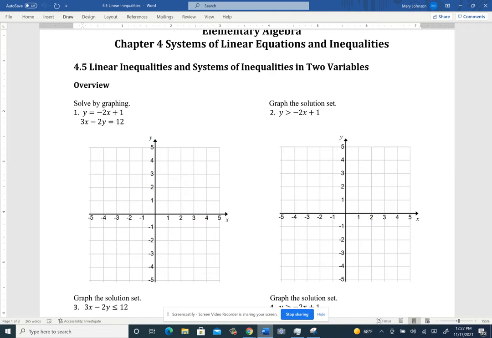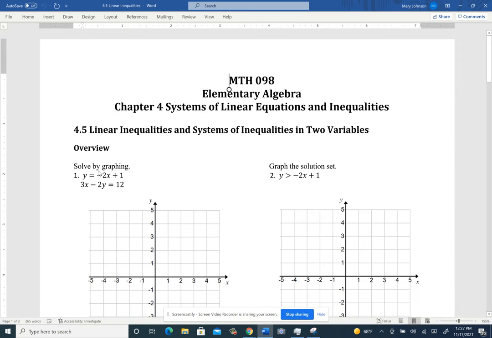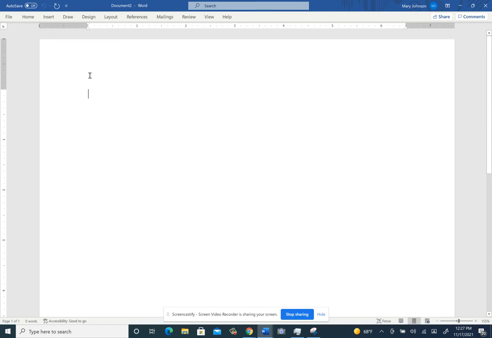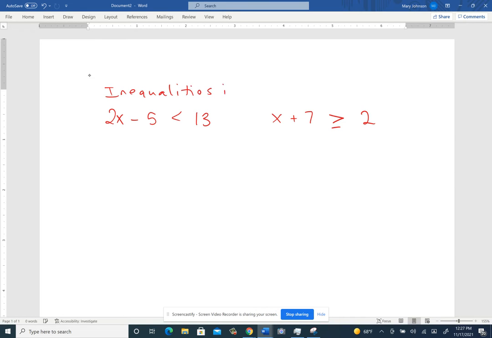Okay, so let me just go to a new page for a second and get you to think about, do you remember we did problems like 2x minus 5 is less than 13? We did a problem like that earlier, or might have had something like x plus 7 is greater than or equal to 2. These were inequalities in one variable, in just one variable. Okay, these were in section 2.8.